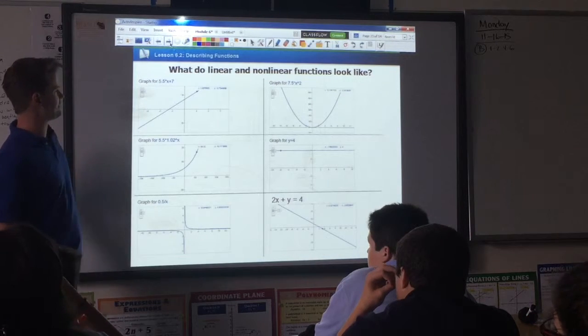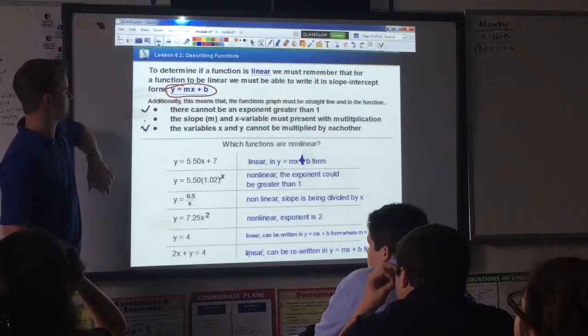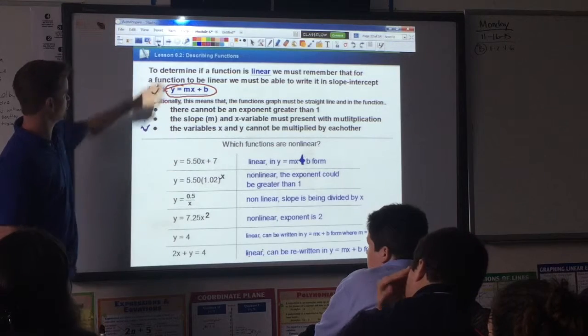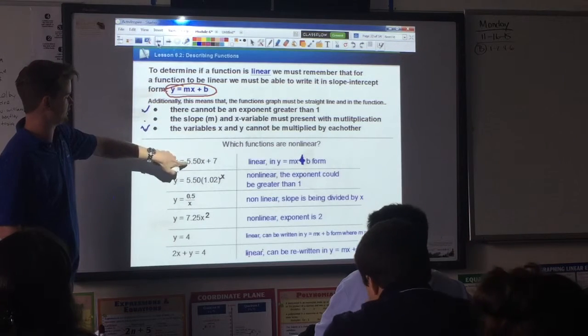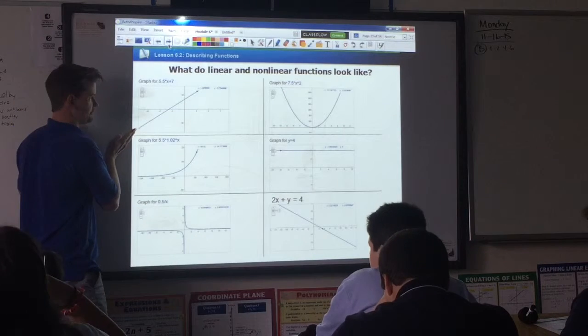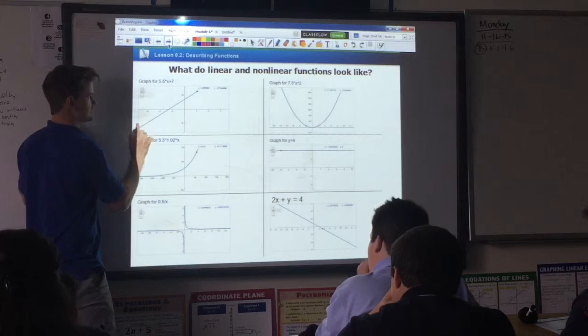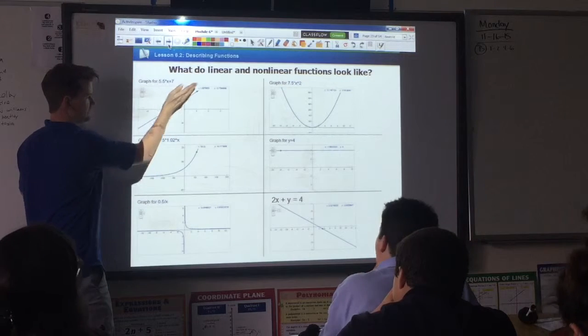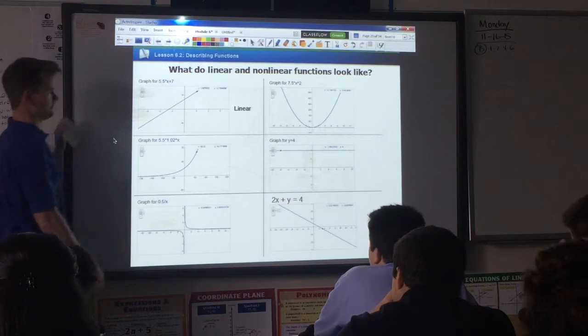Alright, let's see what it looks like when we graph them. Now what I did here is I'm showing you the graphical version of all of these equations. We look at the first one here, 5.5x plus 7. Well, that's of course going to be a linear equation. The y-intercept is 7 and the slope is 5.5. And it's going to be a straight line, which makes it a linear function.